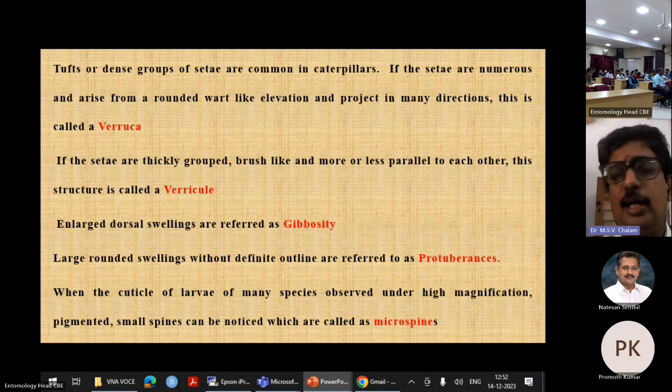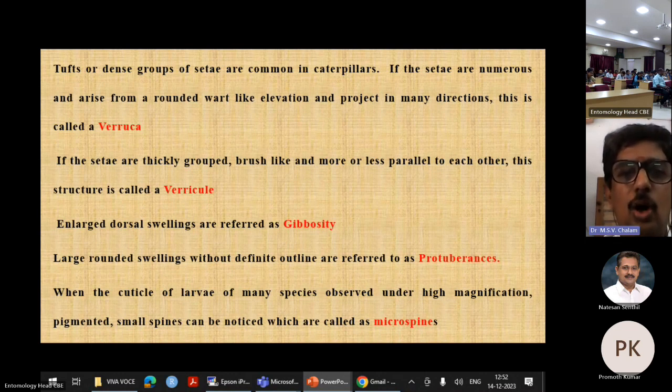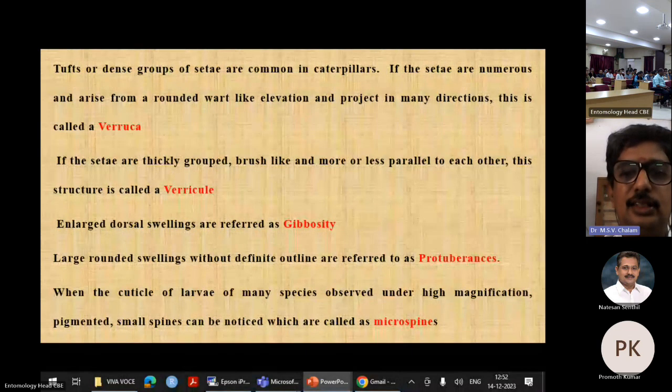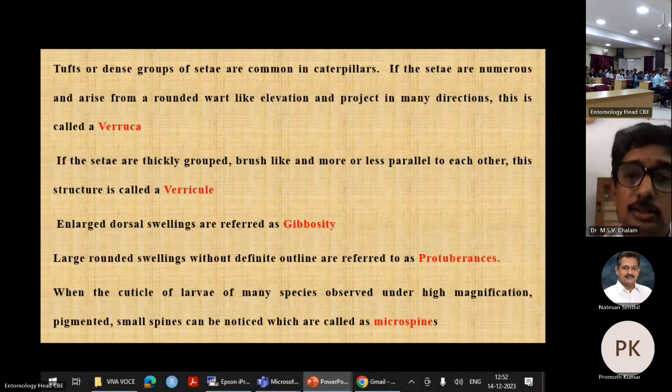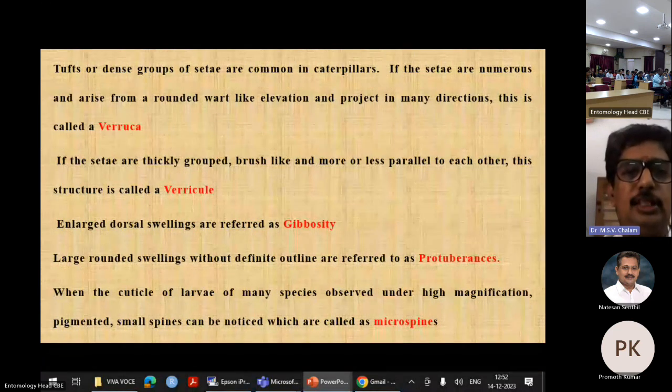Apart from that, there are other terms. The first one is veruca. So what is veruca? If the seta are numerous, arising from a round wart-like elevation, this is called veruca. Another term is vericule. What is the difference between the veruca and vericule?